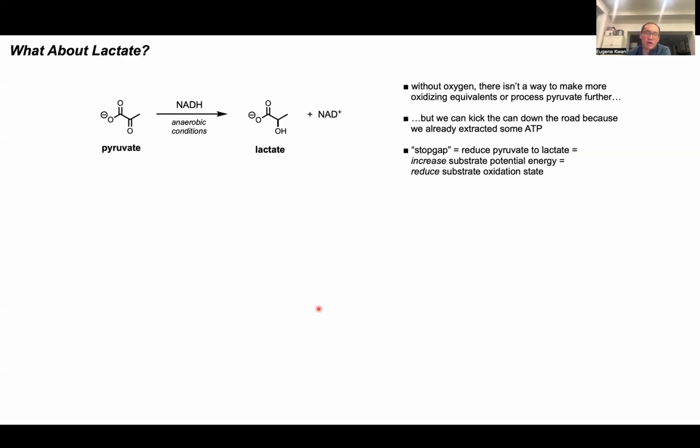Now you'll note that in this process, we're using up NAD plus, and then that's going to generate NADH. And if you want glycolysis to keep going, then you're going to need to have some way to turn NADH back into NAD plus. Now, if you have oxygen, that's a straightforward proposition. You just oxidize NADH. But if you are under anaerobic conditions, then you just sort of kick the can down the road. So you can just take NADH and then reduce pyruvate to lactate, and then you can either deal with it later or you can send it elsewhere, right?